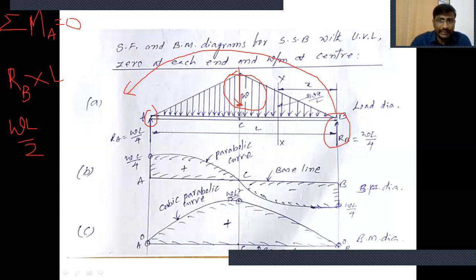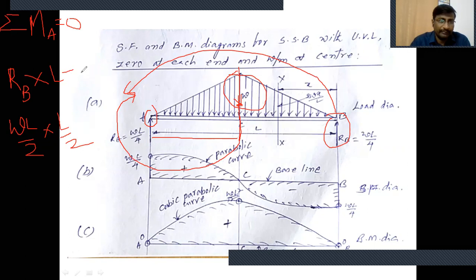So how much distance is that from the load to the point of moment? L by 2, because it is centrally concentrated. Therefore, the moment of the load is WL by 2 into L by 2. This is the moment due to the load intensity, which is acting downwards, and the moment of this force about A is in the clockwise direction. Therefore, it is taken as negative.